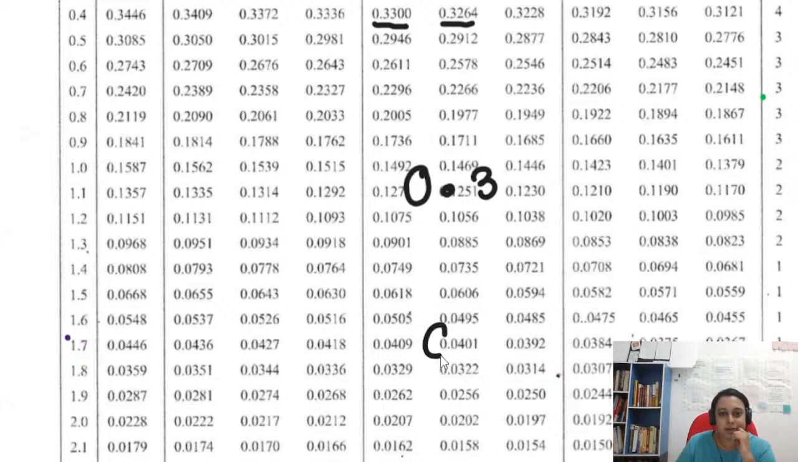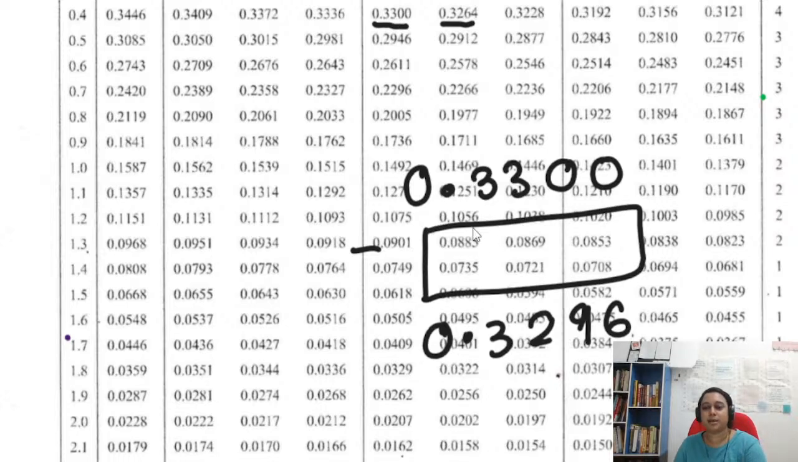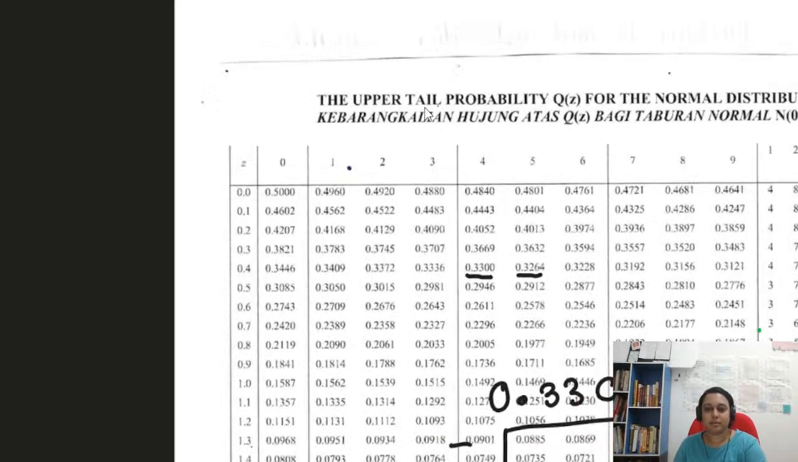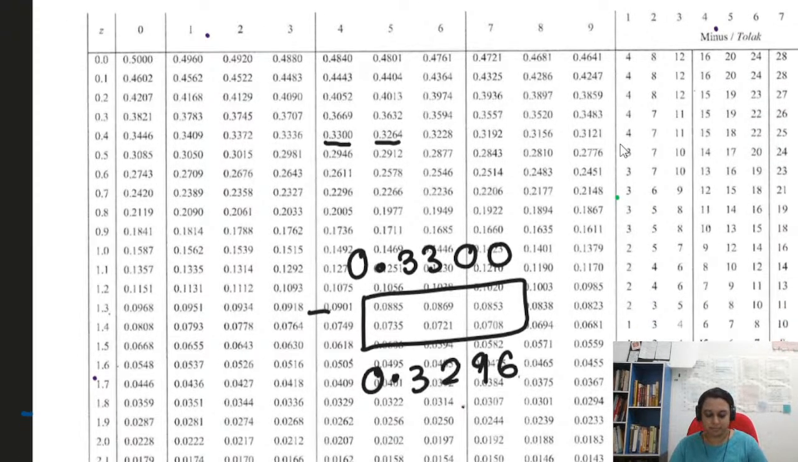Okay, but teacher wants 3296. Kan? Teacher nak 3296. Tapi sekarang teacher ada 3300. So kena tolak berapa ni? How much I must minus to get 3296? I must minus 4. Kena tolak dengan 4. Must minus with 4 means, okay, I will get 0.3296.